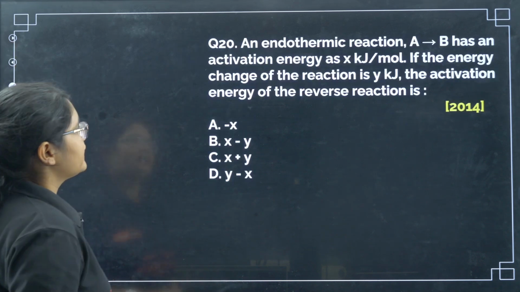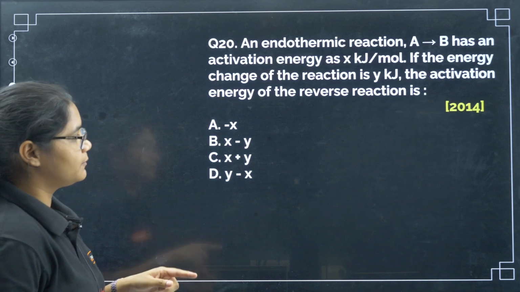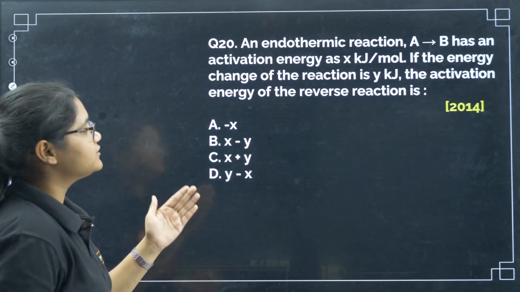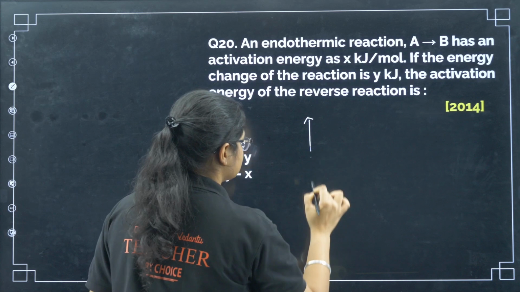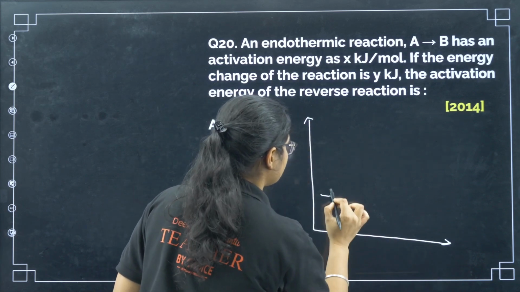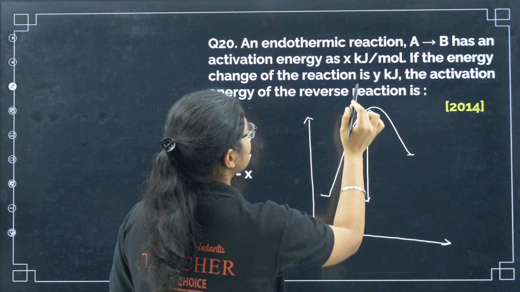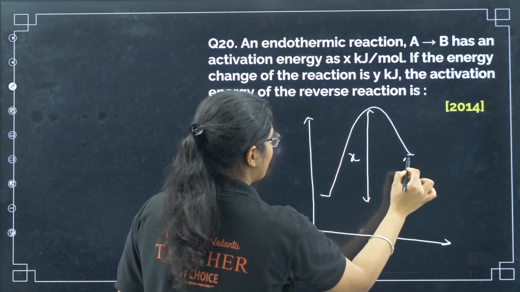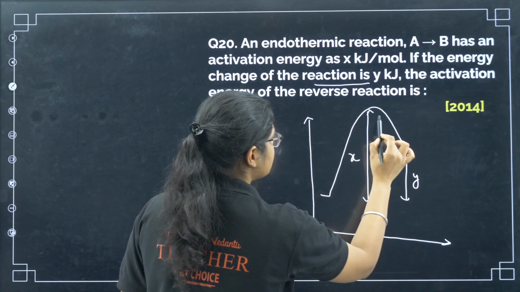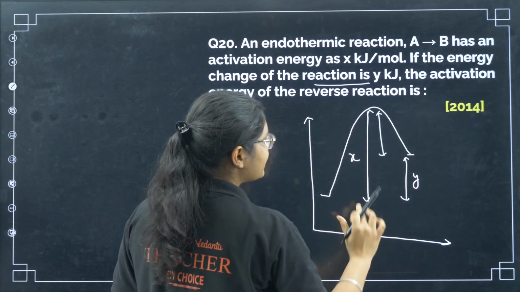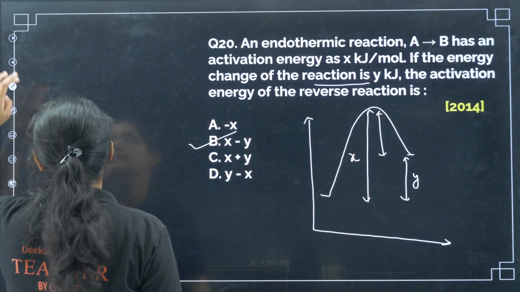Next, the endothermic reaction A to B has an activation energy of x kilojoule per mole. If the energy change of the reaction is y kilojoule, then what is the activation energy for the reverse reaction? Okay, so I have an endothermic reaction, so the graph will be like this. For the forward reaction, the activation energy is X. And the energy change of the reaction is y. So what is this gap? That is x minus y, right? So option number B here.